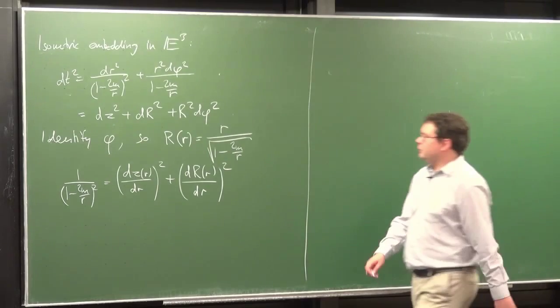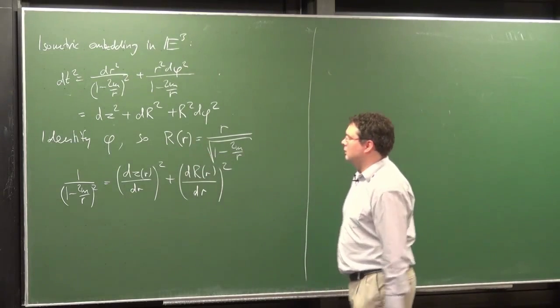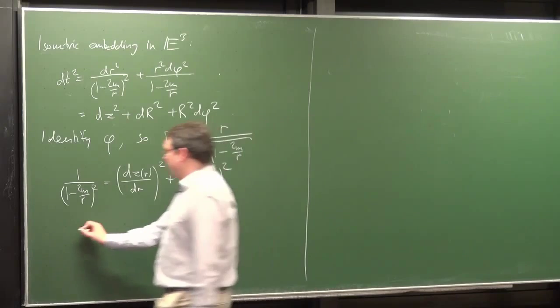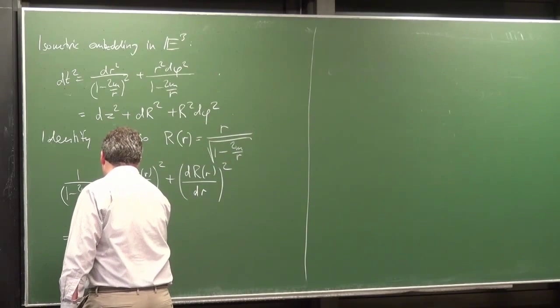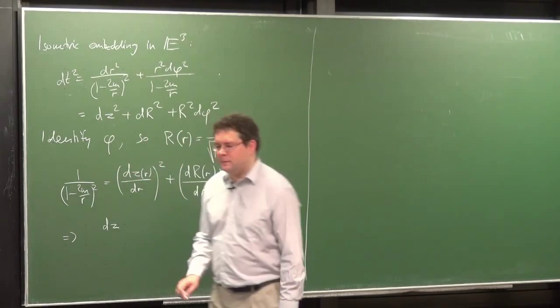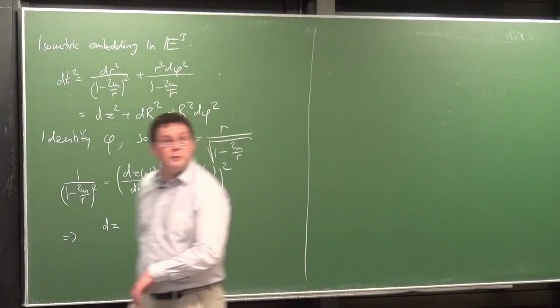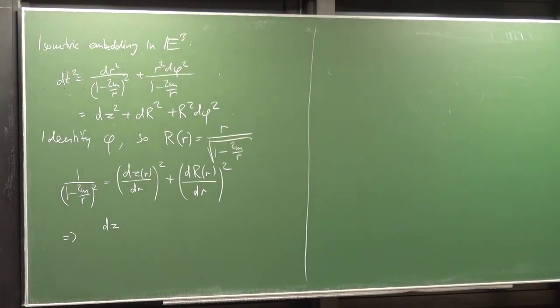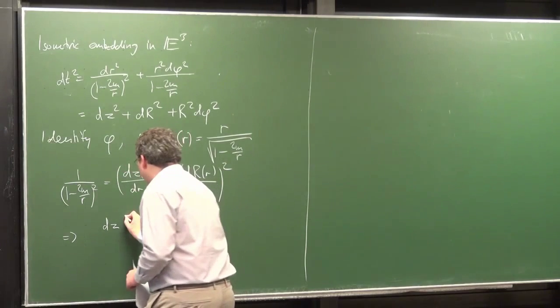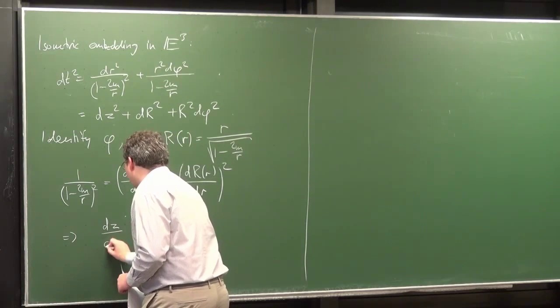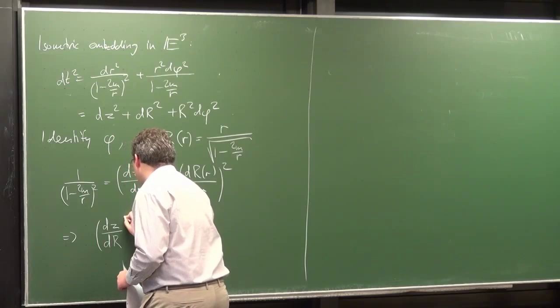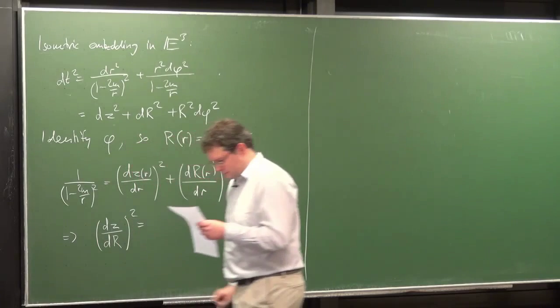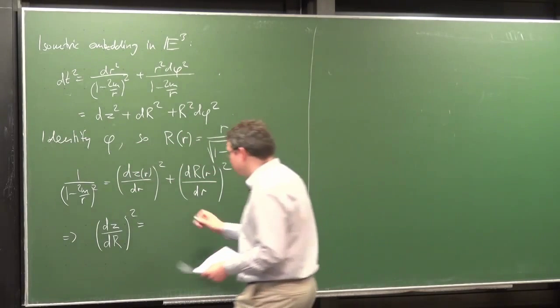Okay, so in principle you can see how to do this. We have big R of little r, we can work this out. So we can determine dz by d little r. It's just algebra, you can rearrange it. I'm not going to do it now. But what we'd like to do is express this as dz by d big R. And what you will find is the following.